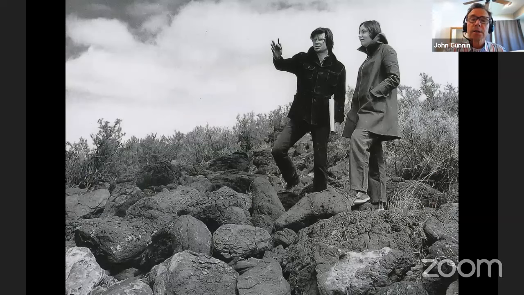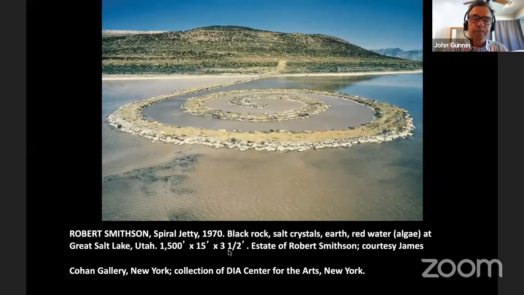And so there is Smithson surveying the land, and his girlfriend, Nancy Holt, and wife, I should say, was also an earth artist who has really interesting earth art works, as Smithson does. So here is the identification for Spiral Jetty. You could see it's a work made of earth, made with a bulldozer.